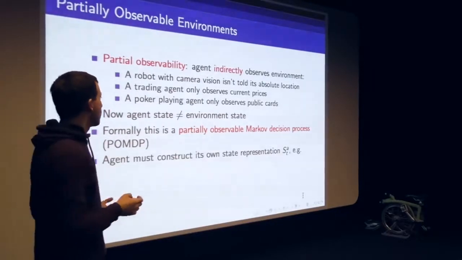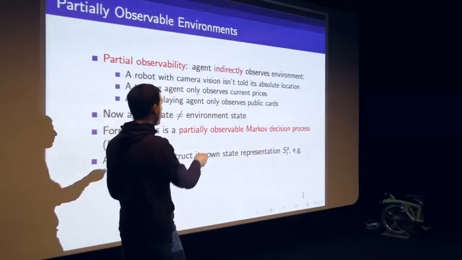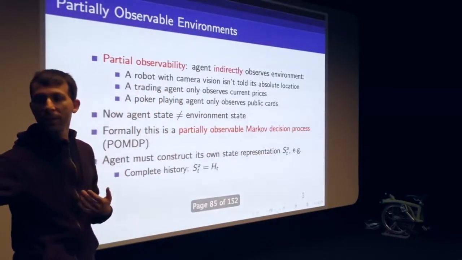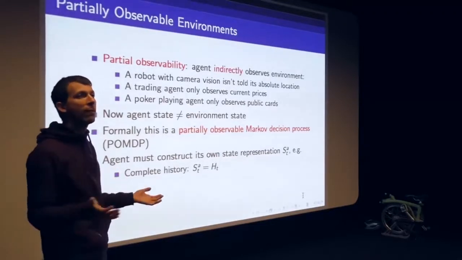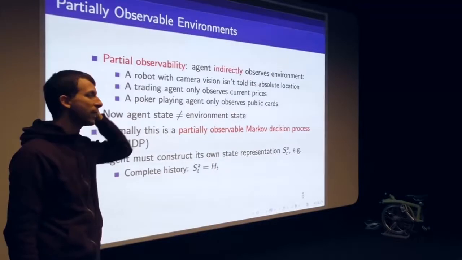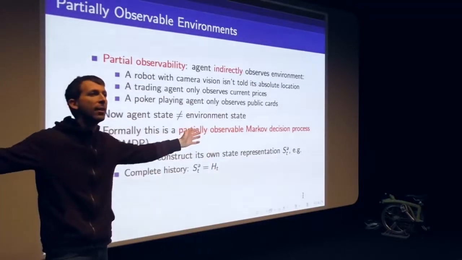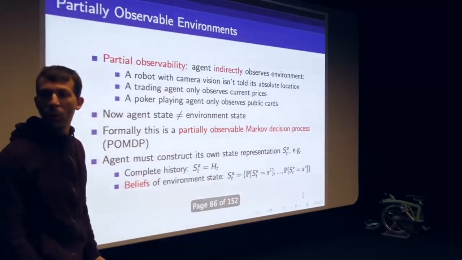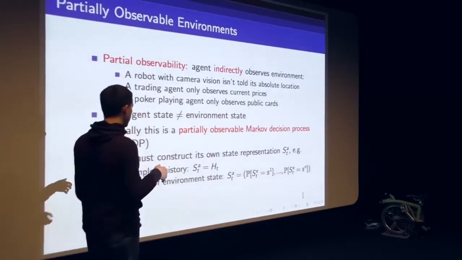And now our job is to build this agent state. We have to build this S_t. So how do we do that? Well, there's lots of ways we could do it. The naive approach is just remember everything. So remember all of the observations, actions, rewards we've seen so far, and say, hey, that whole sequence is going to be our state. Let's work with it. Or we can build beliefs.